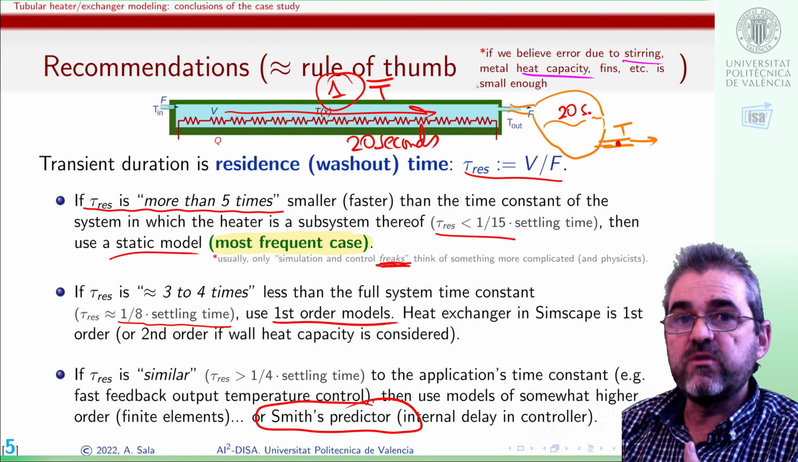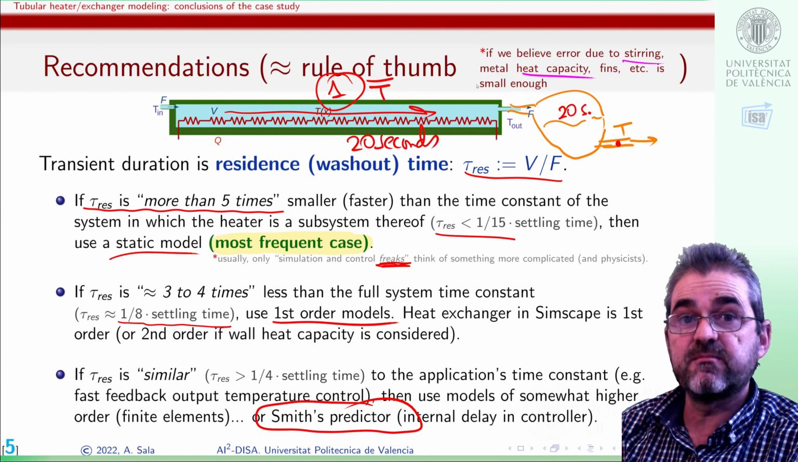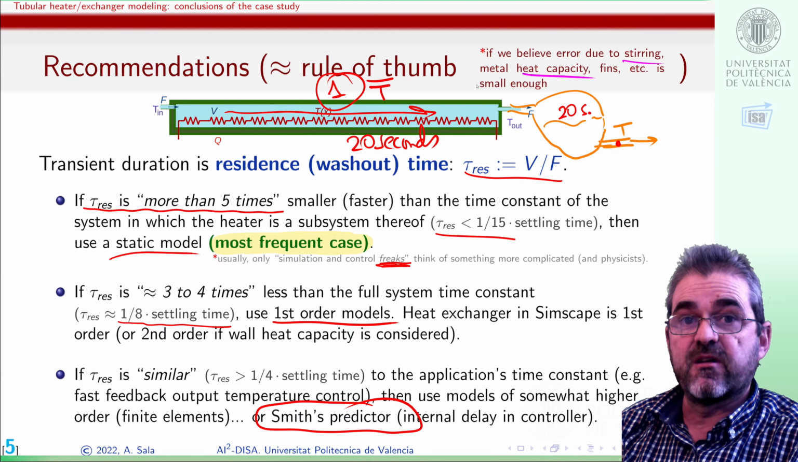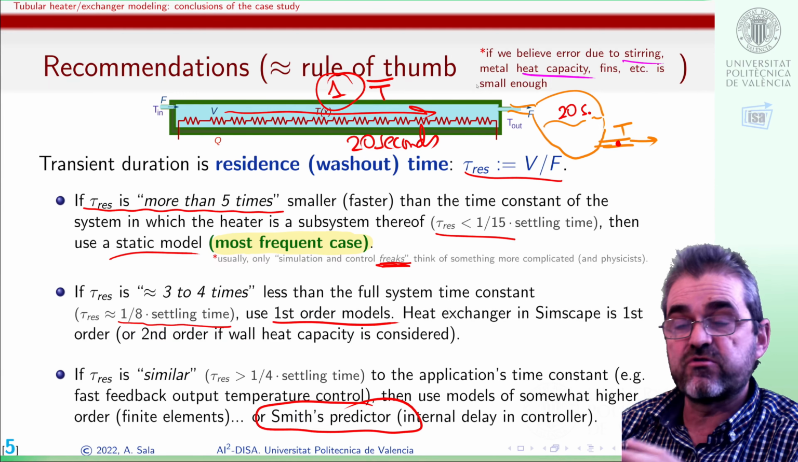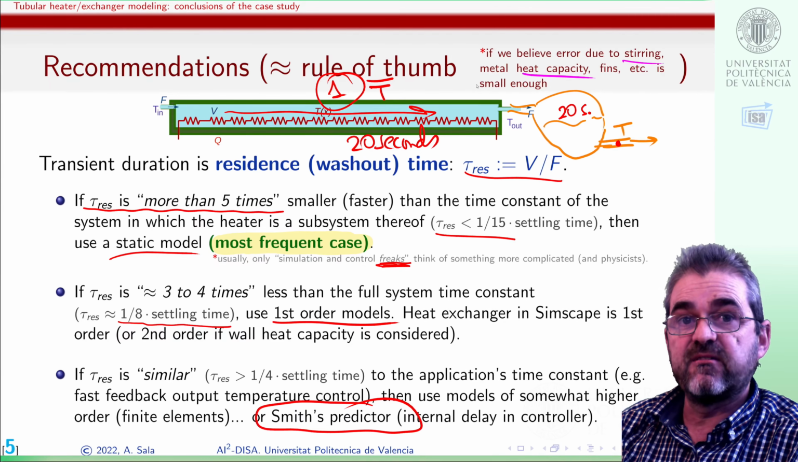We just need a good enough model for our application, and for the same physical system, depending on what it is a subsystem of and the performance requirements, we may be happy with a static gain proportionality, or maybe we need the first order approximation, or a fifth order approximation, or a 1000th order approximation.